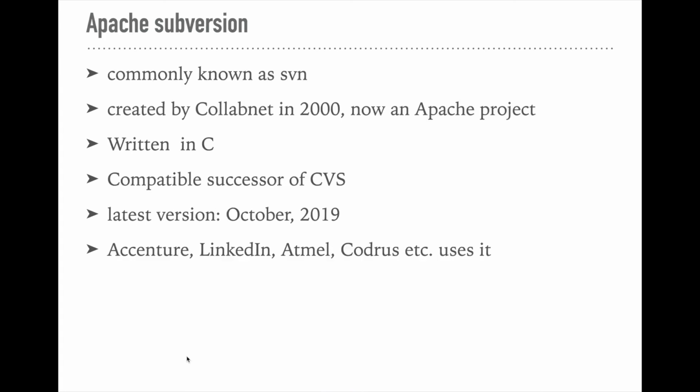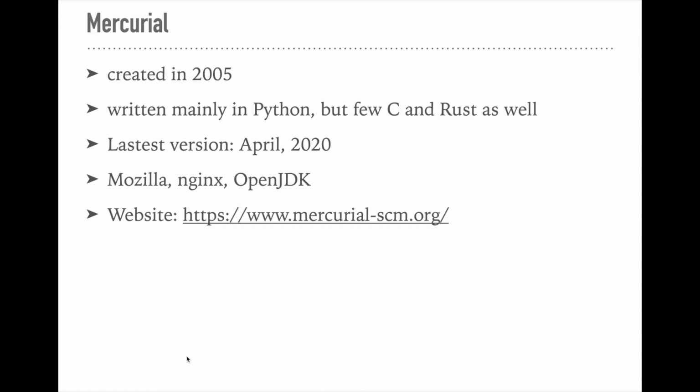Now the next one is again a very famous one, Subversion, commonly known as SVN. It was created by CollabNet in 2000. Now it's an Apache project, and it's again written in C, and it is actually the compatible successor of CVS. The latest version of SVN is from October 2019. It means it is still in use, and companies like Accenture, LinkedIn, Atmail, Codrus, etc. use it.